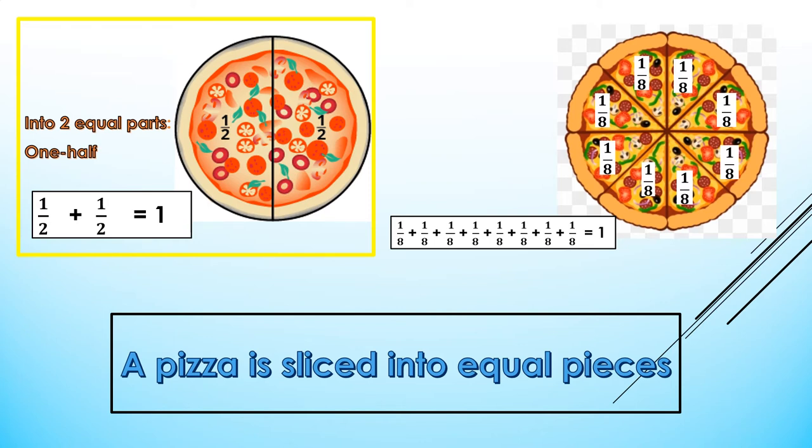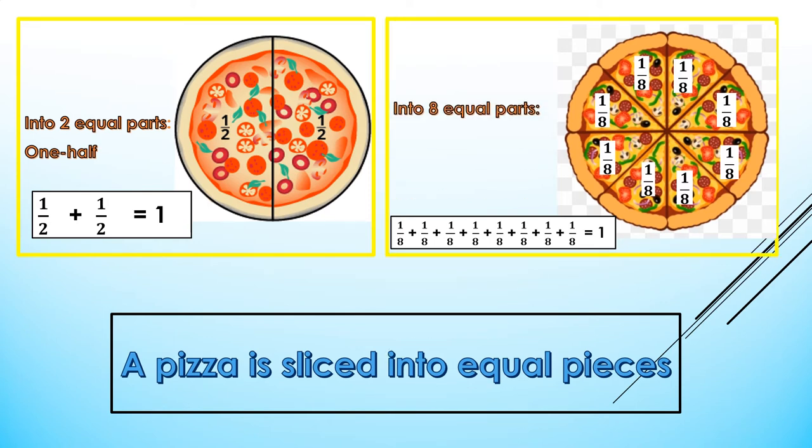Now let's look at the second pizza. The second pizza is cut into 8 equal parts. One part is called 1/8 or 1 over 8. And 1/8 plus 1/8 plus 1/8 plus 1/8 plus 1/8 plus 1/8 plus 1/8 plus 1/8 is equal to one whole. So 8/8 equals one whole.